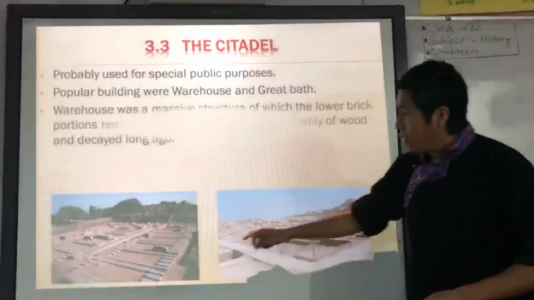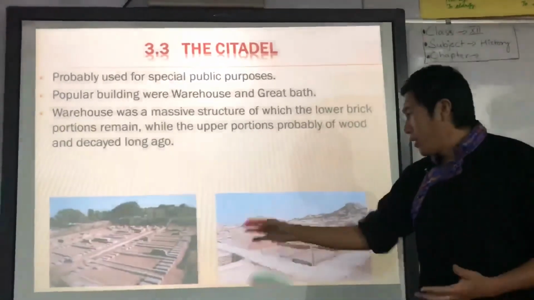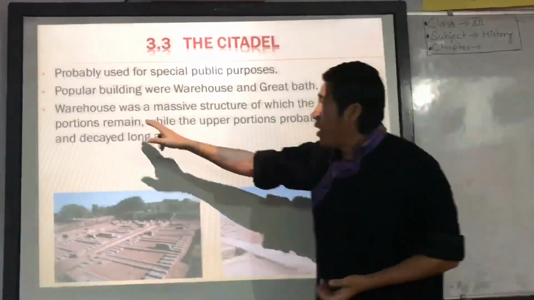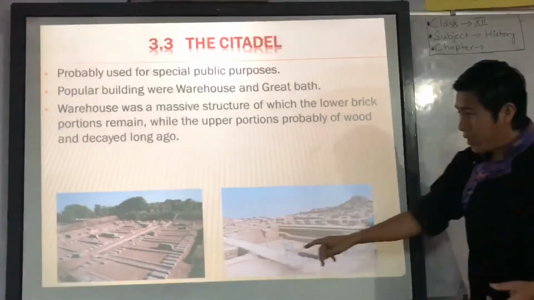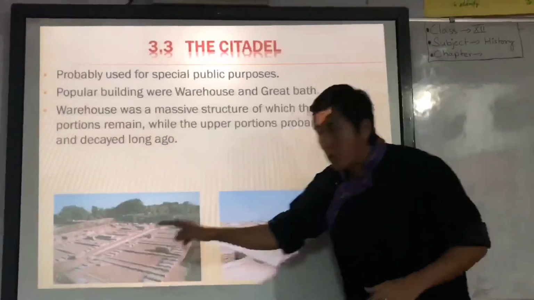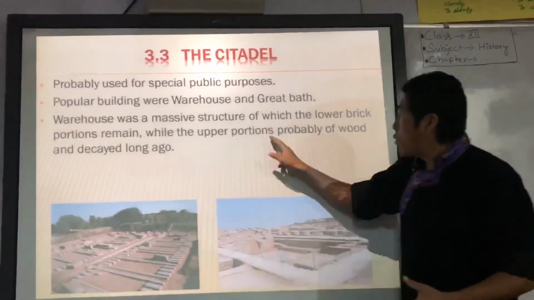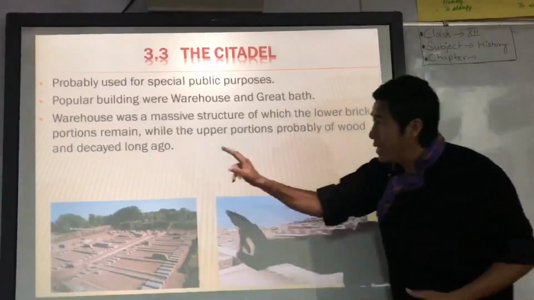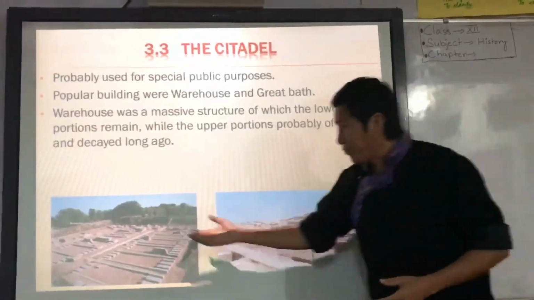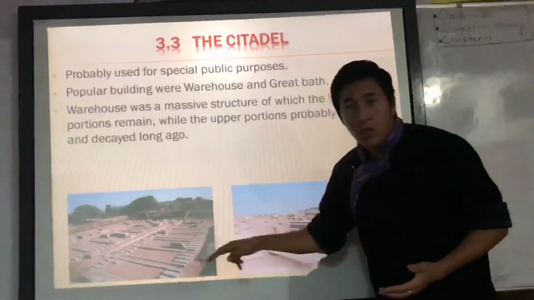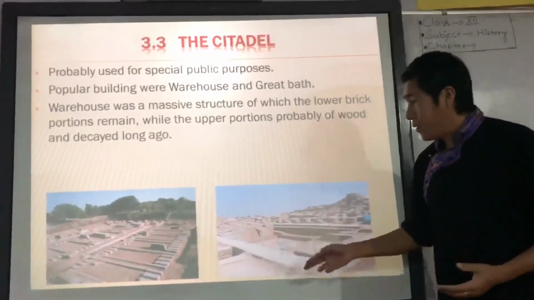Now first, the warehouse. In present day you will find both of these in Pakistan. Right? Now the warehouse was a massive structure of which the lower brick portions remain. See, if you look over here, you can see the lower portions, right? But the upper portion was probably made of wood and decayed long ago. That's why it's nowhere to be seen. But the lower portion was made of brick. So even in today's world we can see it in present day Pakistan.